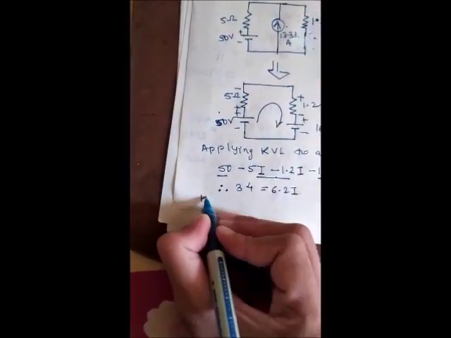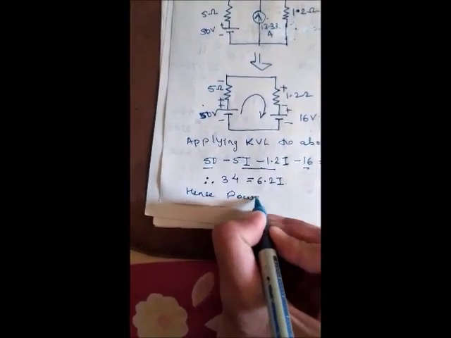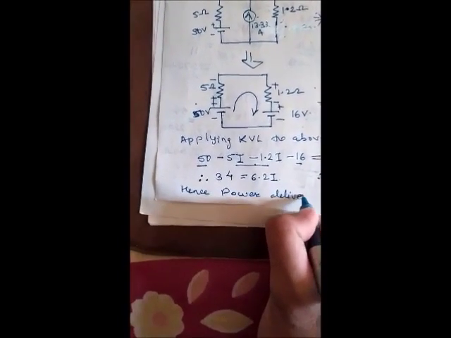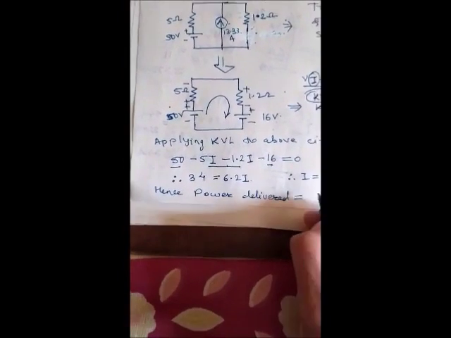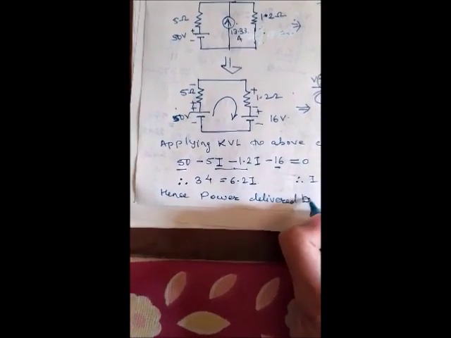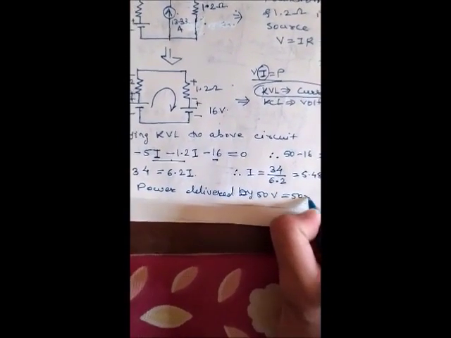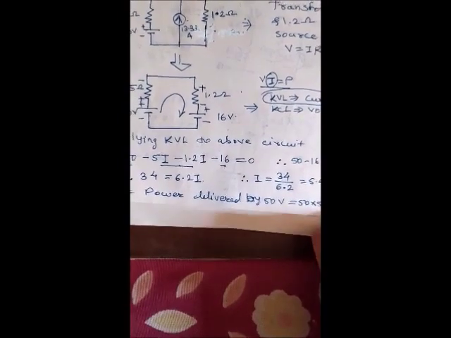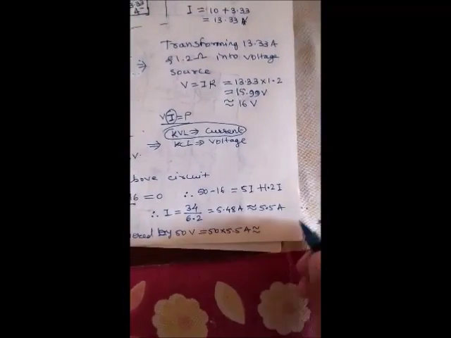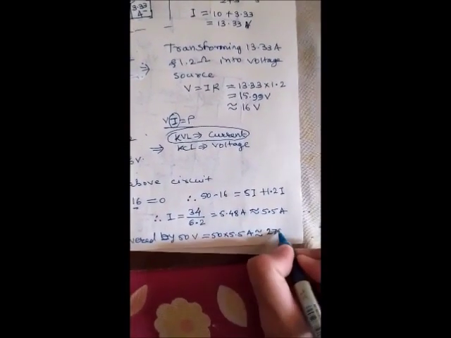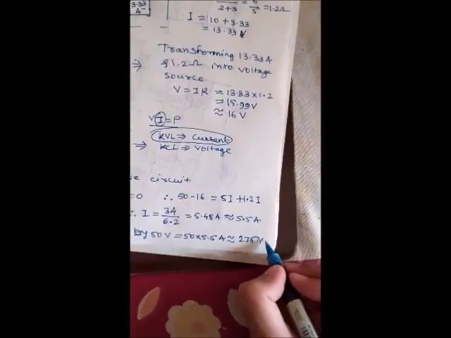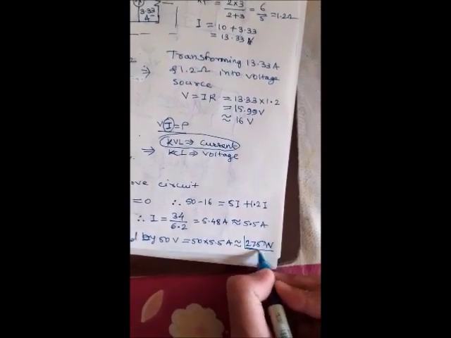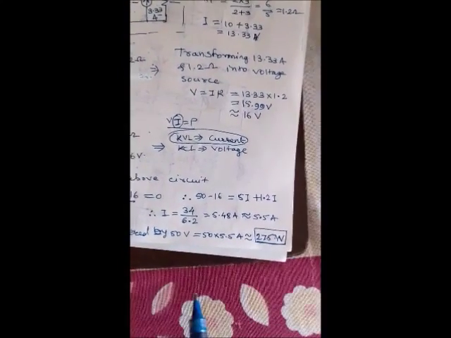Hence, power delivered by the 50 volt source equals 50 into 5.5 ampere, which equals 275 watt, and this is your power delivered by the 50 volt source. Understood?